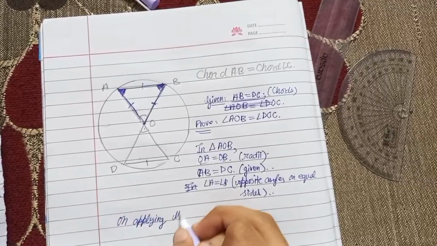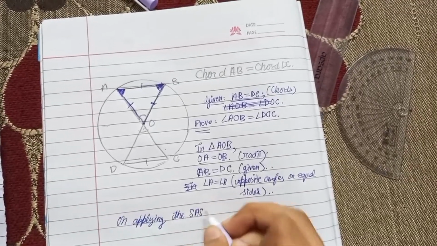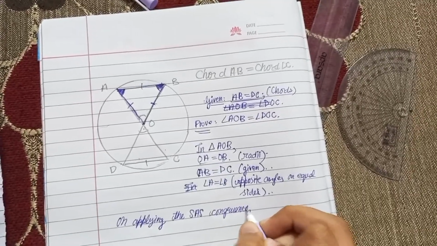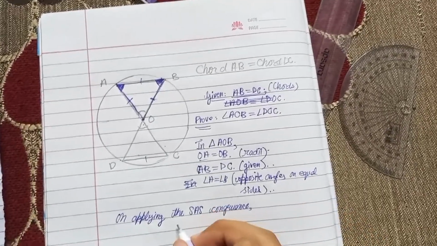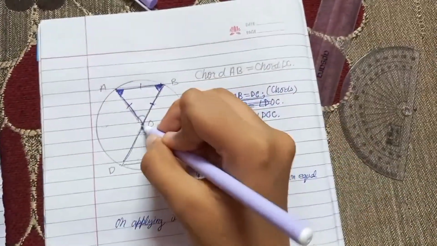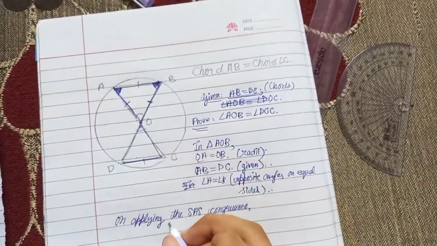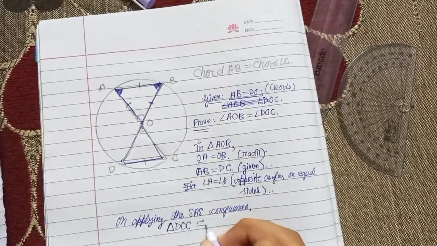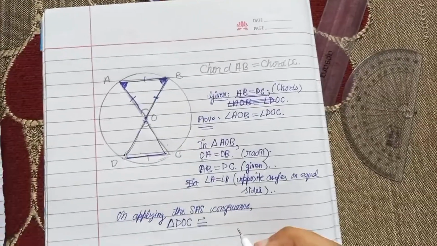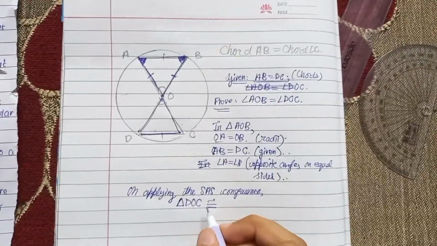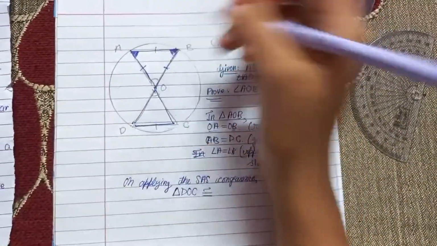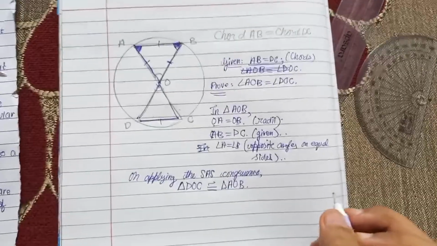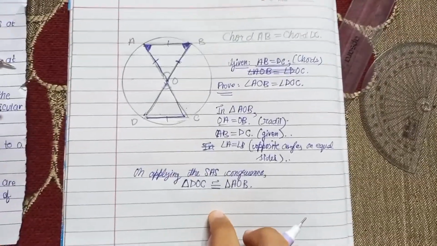On applying the SAS congruence, this triangle and this triangle, triangle DOC is congruent to, this is the sign of congruence, so angle DOC is congruent to angle AOB. Now what does this triangle congruence mean?